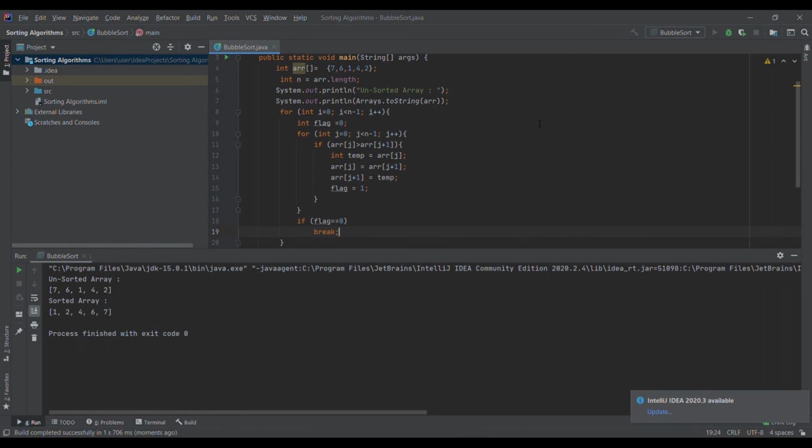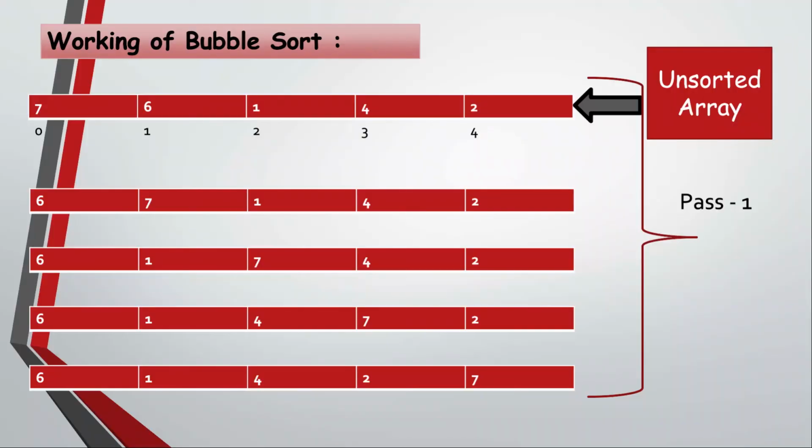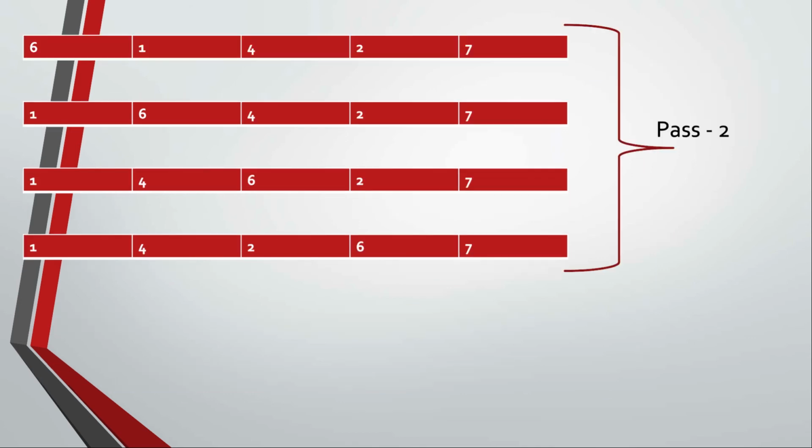To further optimize this code, if you remember, after every pass, the value which is the largest gets shifted to the last position in the array. Suppose for pass 1, the value which was largest was 7. It got shifted to the last position in the array. In pass 2, 6 was the second largest and it got shifted to the second last position in the array.